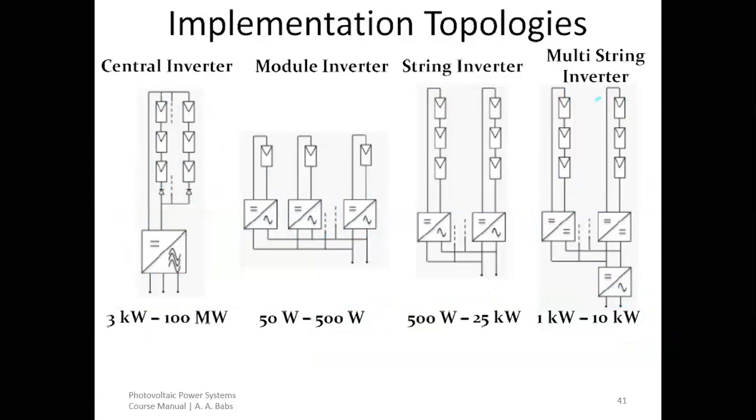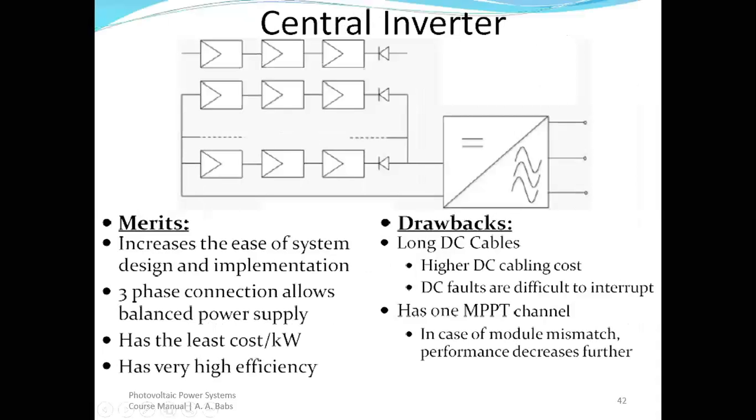I've been able to give you a simple overview of all the 4 types of topologies of inverters we have, what they look like. Now we're going to quickly look at their advantages and disadvantages very briefly, so that you can connect that to the discussions we just had. For the central inverter, one of the advantages is that it increases the ease of system design and implementation.